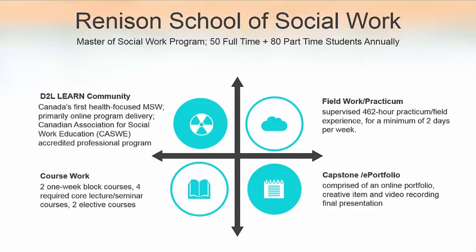For the coursework, students complete two one-week block courses that are on campus. There are 4 required lecture or seminar courses and 2 electives. Except for the one-week block courses, everything else is online. In addition, each student needs to complete 462 hours of field work in the community, in a place that they select in their own community, with the type of social work they're interested in practicing.